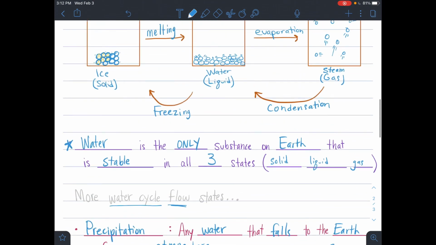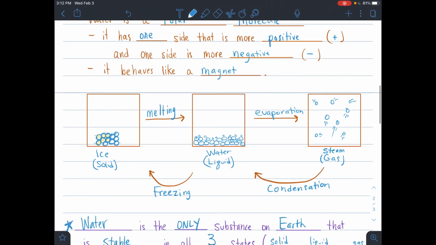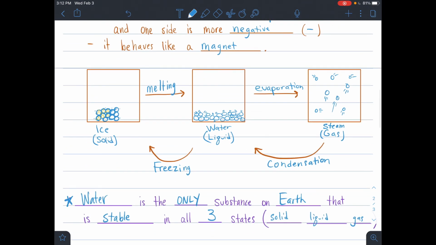We also have to understand that water is a unique molecule. It's a polar molecule, so it has unique properties. And it's the only substance on Earth that's actually stable in all three states. So now you know more about H2O, dihydrogen monoxide.